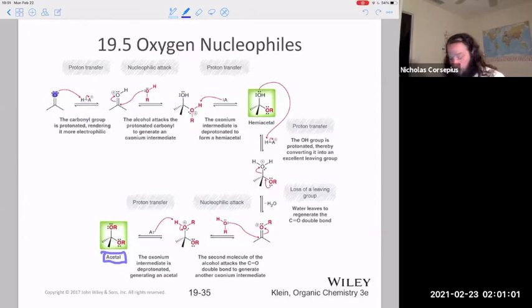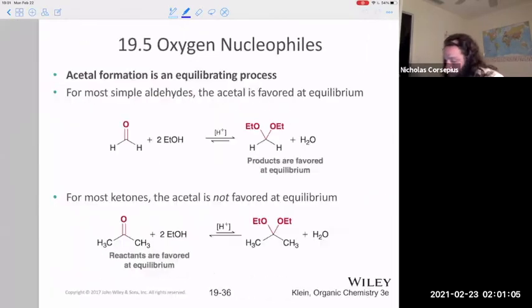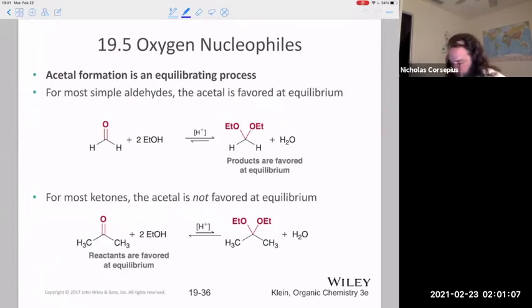They actually don't favor the formation of the acetyl almost ever. And in fact, the one exception, in the case of formaldehyde, again, that's kind of the weird one because it's so small and such an aldehyde, having 2 hydrogens. That actually does favor the acetyl product. Pretty much every other ketone and aldehyde that you see favors the reactants at equilibrium.